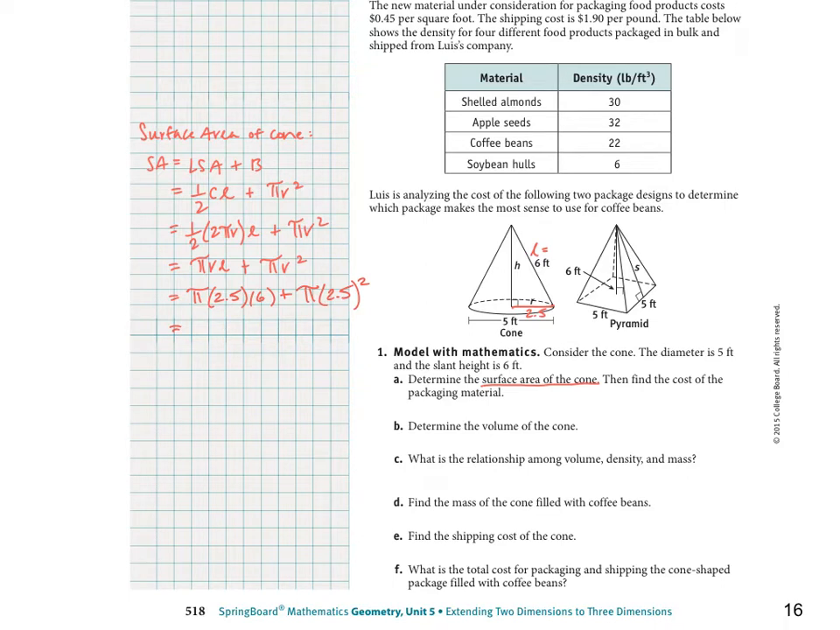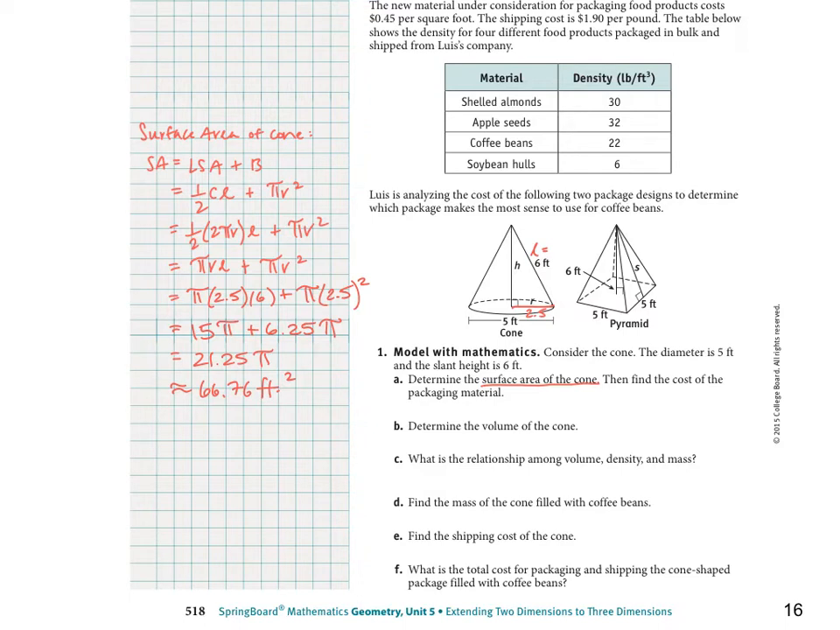We're going to have 2.5 times 6. That's going to be 15 pi, and then we do 2.5 times 2.5, or 2.5 squared, and that's going to be 6.25 pi. So when we add those two together, we end up getting 21.25 pi. And then if we wanted to get exact and put that in our calculator, we would end up around 66.76 feet squared. Because remember, we're looking at the surface area, which is 2-dimensional. It's like wrapping a present.